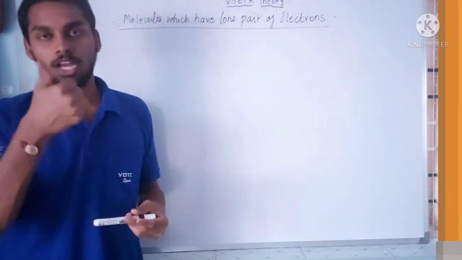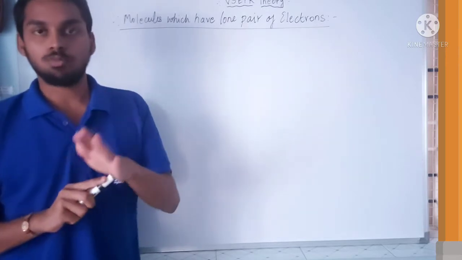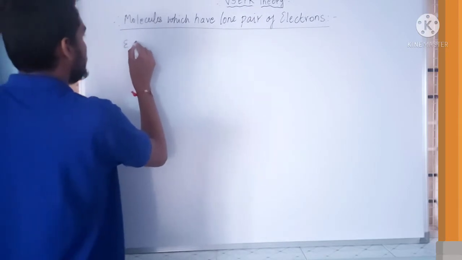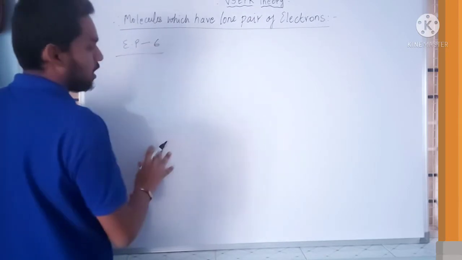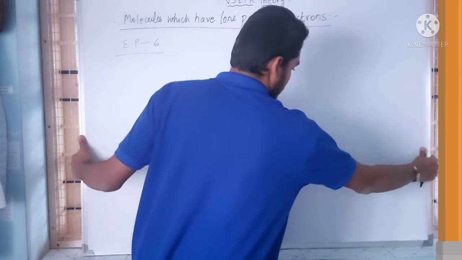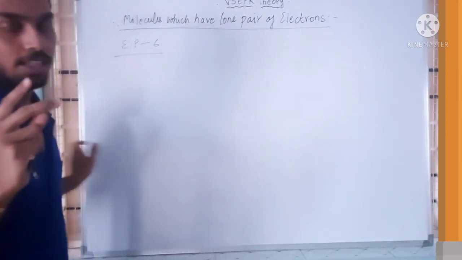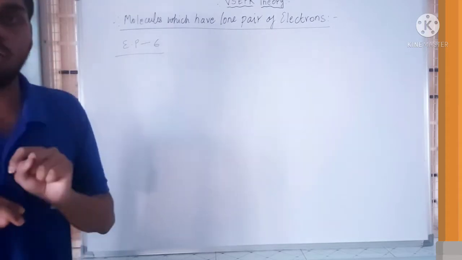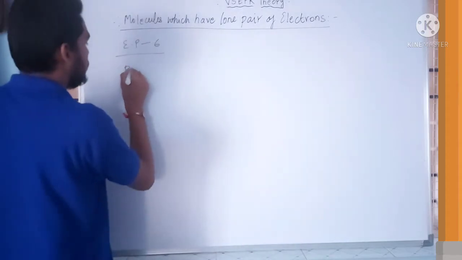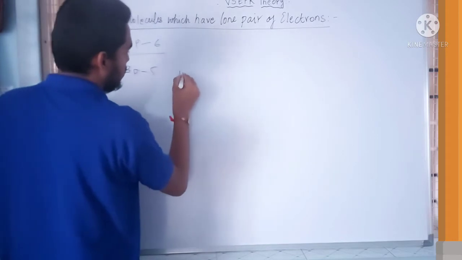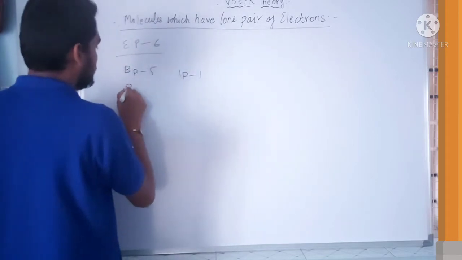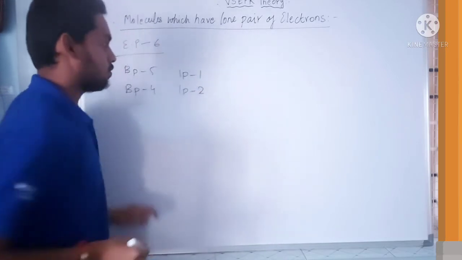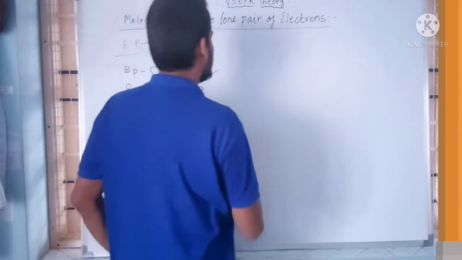So friends, the last type of molecules remaining are those which have 6 electron pairs. The electron pairs are 6 in number. If there are 6 electron pairs, then there will be 2 possibilities. Either there are 5 bonding pairs and 1 lone pair, or bonding pairs are 4 and lone pairs are 2. So let us look at the first case.